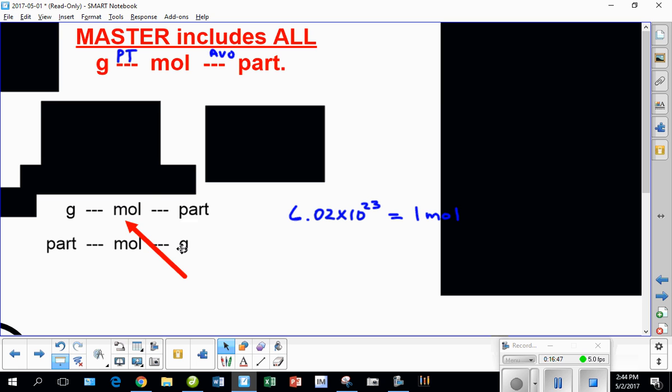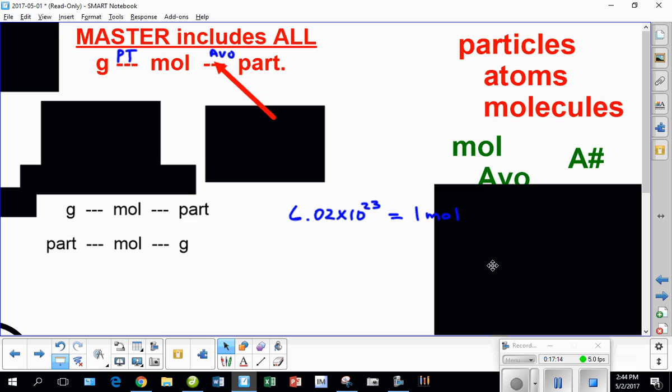Okay? Are we over here or are we over here? Okay? So, where are we going to get the grams from? Or, we're doing this one. We're in particles. Okay, we're in particles, so where are we going to have to be? Periodic table or Avo? Okay, that's what these guys are all about.